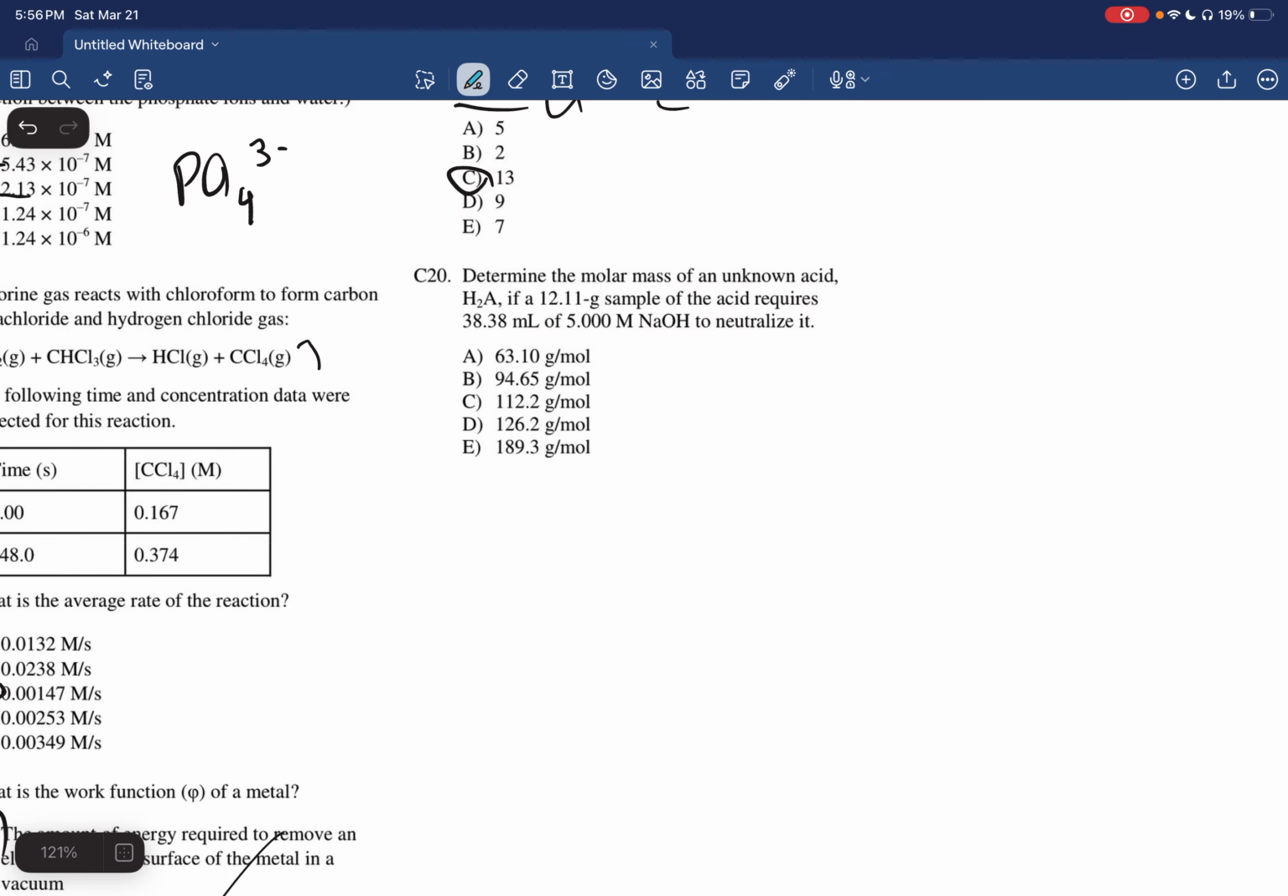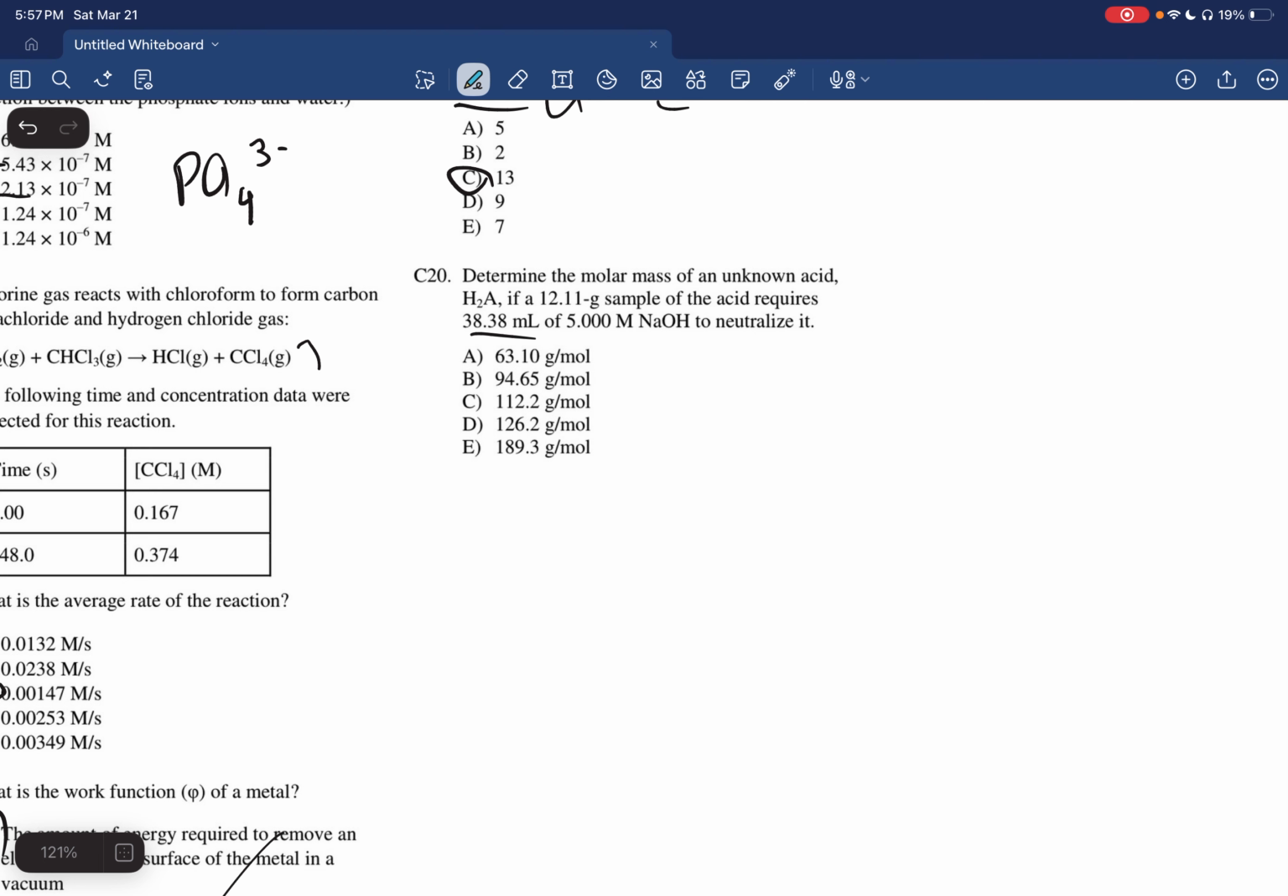And the final problem is asking about the molar mass of a diprotic acid. It says determine the molar mass of an unknown acid, H2A, if a 12.11 gram sample of acid requires 38.38 milliliters of 5 molar sodium hydroxide to neutralize it. So first, we're going to have to calculate the amount of moles of sodium hydroxide that we use in solution.